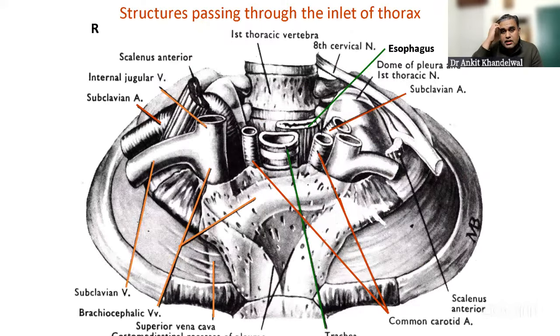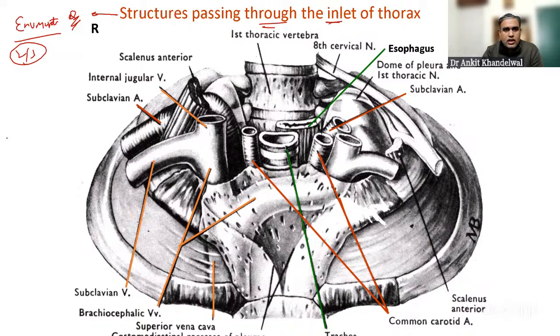And here is an image, so that you can draw it, no problem. But basically, again I say, go step by step. Look at all the labelings. This comes as a separate question: structures passing through the inlet of the thorax can come as a theoretical question where you enumerate for 1 or 2 marks, or as a detailed question of 2 or 3 marks. That's it. So if it is for 2 or 3 marks, try to make a diagram like this. I know this is very complicated.